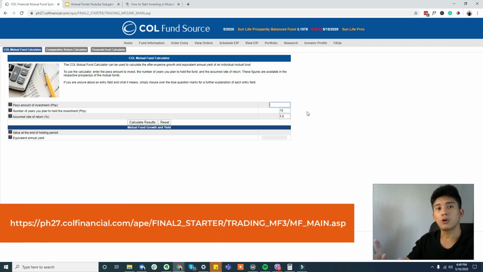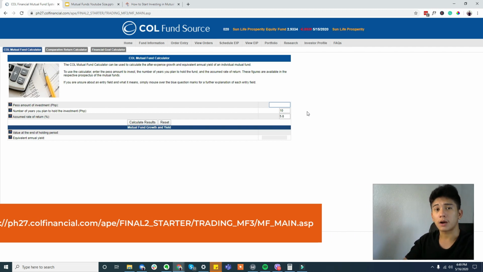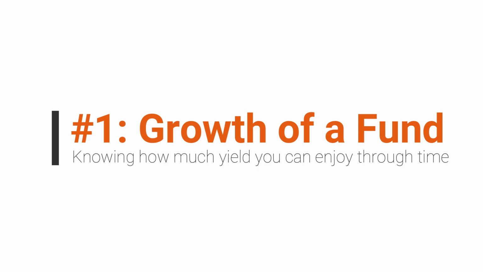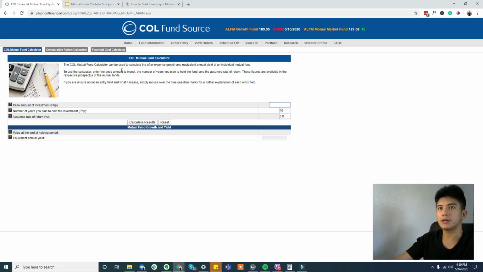Here we go. So I'm using this calculator from FundSource. This is one of the most popular stock market brokers and mutual fund brokers as well in the Philippines. FundSource will help us identify those three items. The calculator should help us, number one, know how much yield we can enjoy through time, in peso amount. So this one is called the mutual fund calculator, which can be used to calculate the after-expense growth and equivalent annual yield of an individual mutual fund.